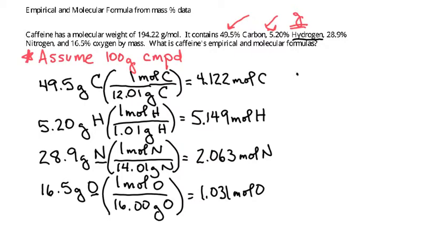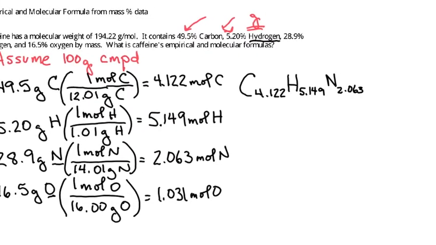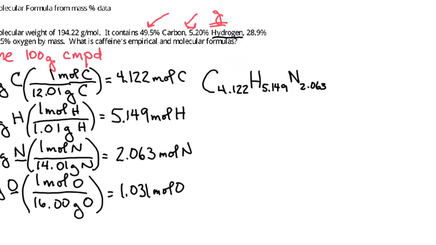So that means our empirical formula, before we simplify, is C 4.122, H 5.149, N 2.063, and I'm running out of room, slide it on over, O 1.031. We have to normalize all of these numbers. We have to make sure that they're in the smallest whole number ratio. And in doing that, what we're going to do is divide by the lowest number.